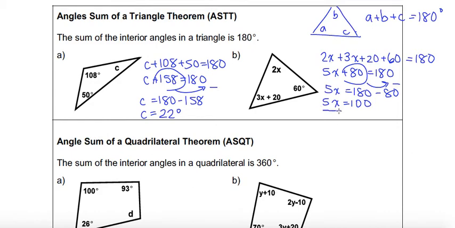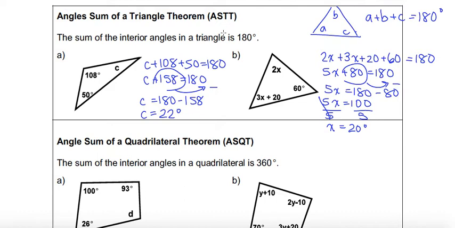And now I divide both sides by the coefficient in front of my x. So I'm going to divide both sides by 5. 5 divided by 5 is 1. So I'm left with x. And 100 divided by 5 is 20. So the value of x is 20 degrees.